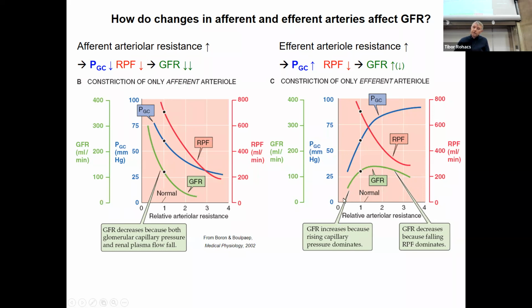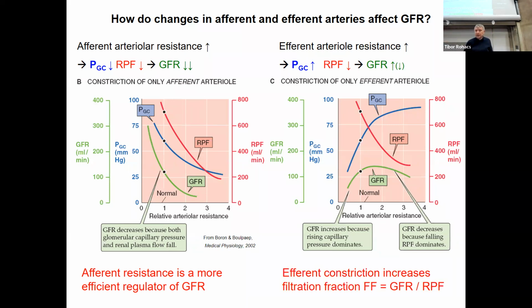But for much of the discussions we will have in these lectures, for a moderate efferent arteriolar resistance, the GFR usually goes up a little bit. So the bottom line is that the afferent resistance is a more efficient regulator of GFR. If you want to regulate the glomerular filtration rate, you can play with the resistance of the afferent arteriole.